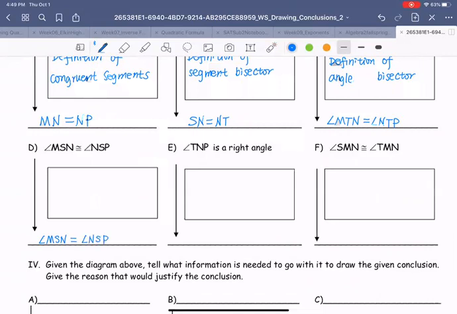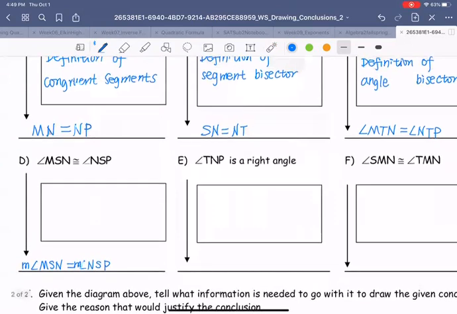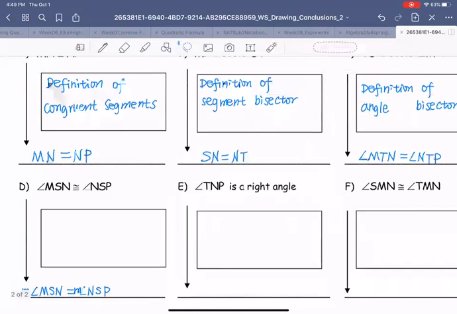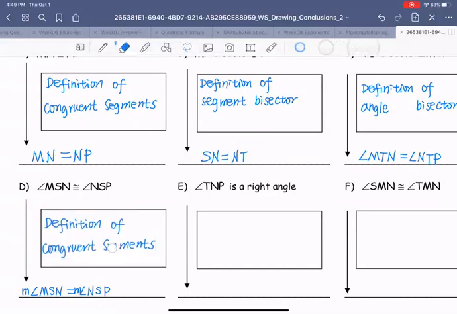You see what I mean? You want to also write an M in front. Now this is the definition of congruent angles. You see the difference between these two. They give you those questions in pairs. If it has angle, then it's an angle. If it has bisect, then it's bisect.